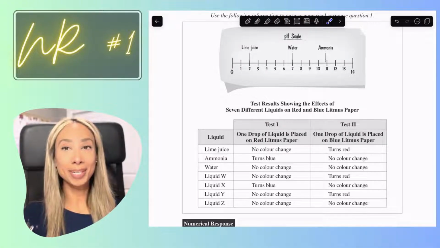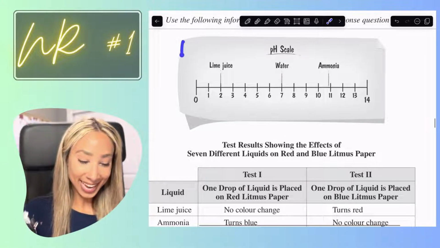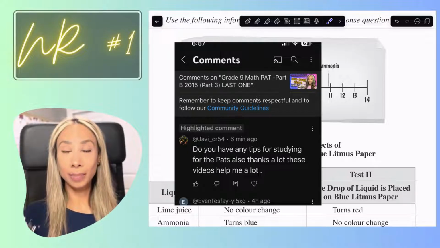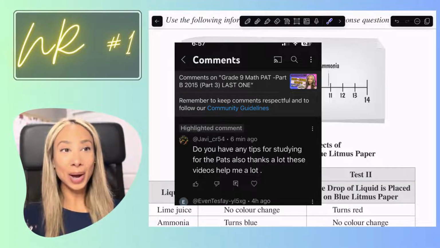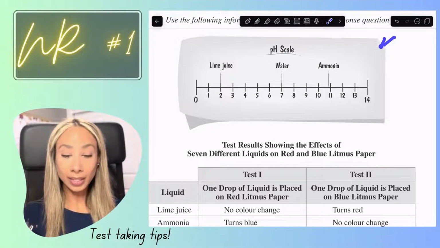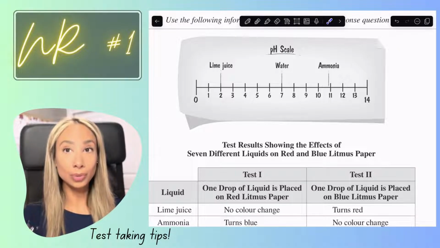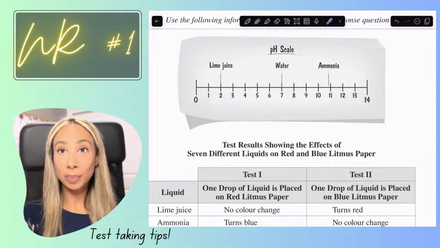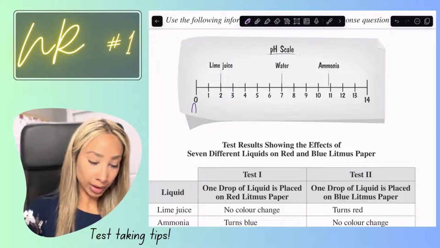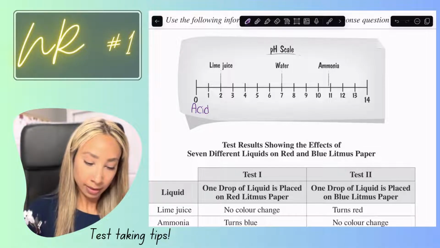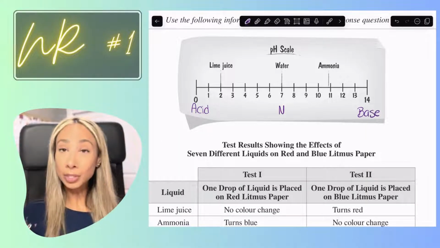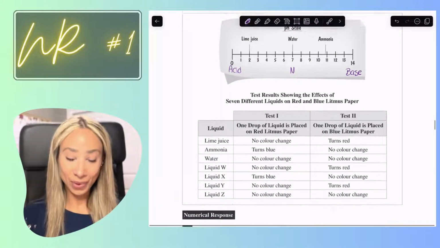Okay, numerical response number 1. So this is handy. They gave us a pH scale. Now, one of the questions I got in the comments of the videos is that we're looking for tips. So this is a great tip. Often they will give you something in the test that you can use again and again. So throughout the video, I've been flashing the pH scale. We can use this. It'll just be your job to recognize that this is an acid, this one here is neutral, and this one's a base. So now let's use that scale to answer the following questions.